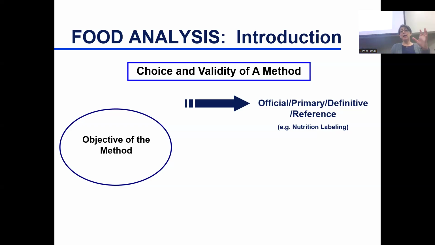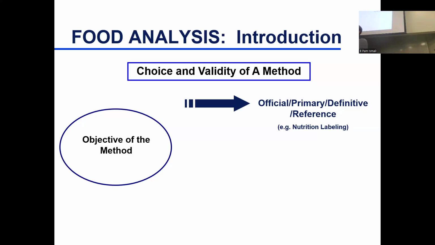But sometimes it has multiple names. So official, primary, definitive, reference, they all mean the same thing. A method has been validated, it's reliable, it is the method of choice or a reference. So the reference method is usually used to calibrate methods that are quicker, like if you have an IR instrument online to determine fat content, moisture content quickly, like NIR or MIR, mid-IR or near IR. We'll learn a lot about those later.